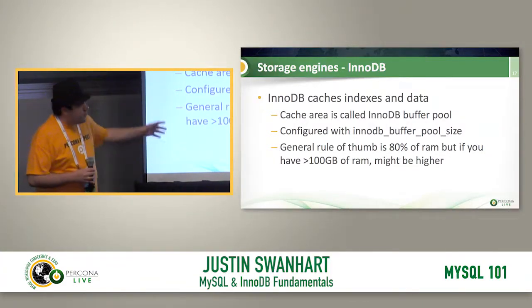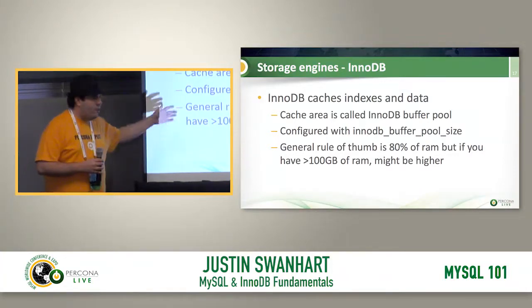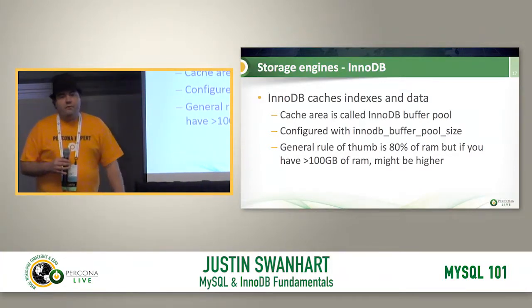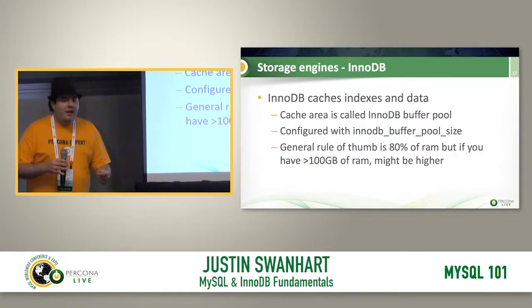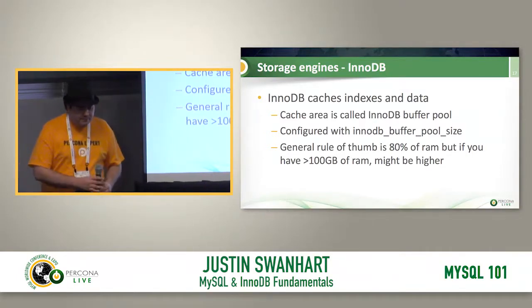If you're using multiple storage engines, you have to split this over the different storage engines. So if you give 4 gigs to MyISAM and you have 16 gigs of RAM, you can't give a tremendous amount of RAM to InnoDB. Same with TokuDB. If you want to mix TokuDB and InnoDB, you need to make sure that the buffers for the various storage engines don't use all of your available RAM.